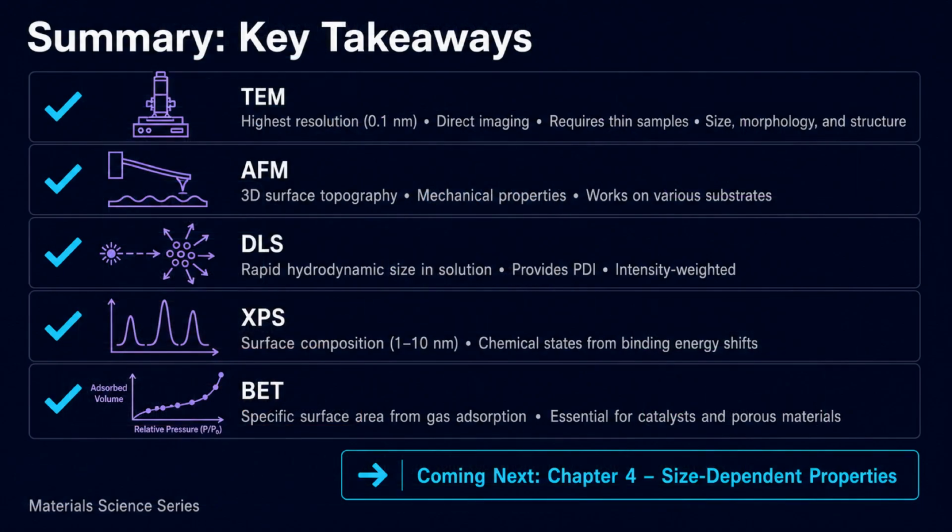Let's summarize the key characterization techniques we've covered. TEM provides the highest resolution at about 0.1 nanometers, directly imaging particle size, morphology, and crystal structure, but requires thin samples. SEM images surface morphology at 1 nanometer resolution on bulk samples, with EDS for elemental mapping.